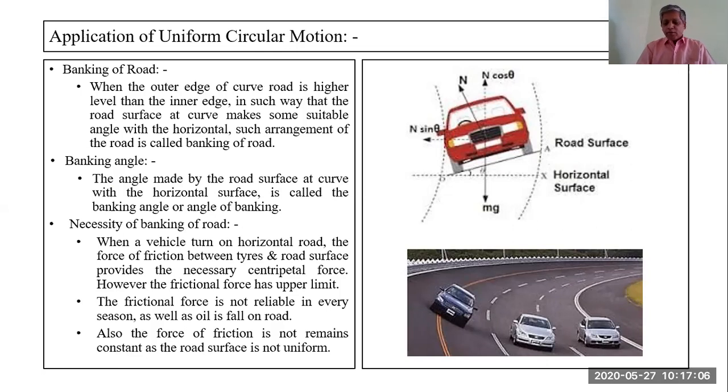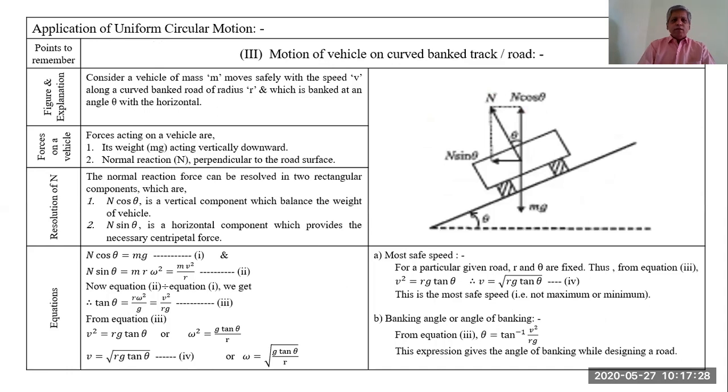In the banking of road, the speed limit does not depend on the force of friction, but it depends upon the angle of banking as well as the radius of the curved road surface. That can be explained now.